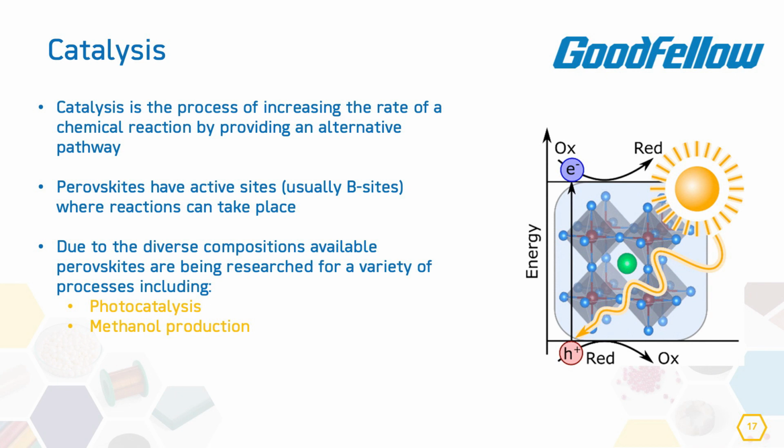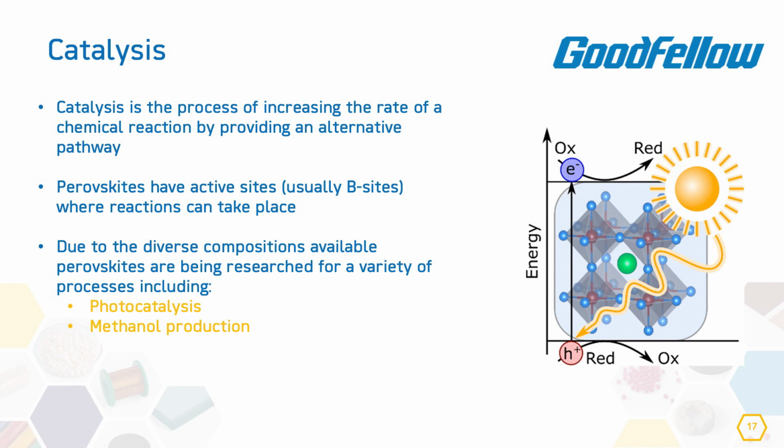Now, this is because, as I have said throughout this presentation, these sites in Perovskites can be compositionally varied. So a lot of different transition metals can go on that B site, and these B sites act as an active site. Now, an active site is where a reaction can take place. And it's because of the wide variety of cations and oxidation states available to these cations that can go on these B sites that Perovskites can be used in a variety of catalytic applications.